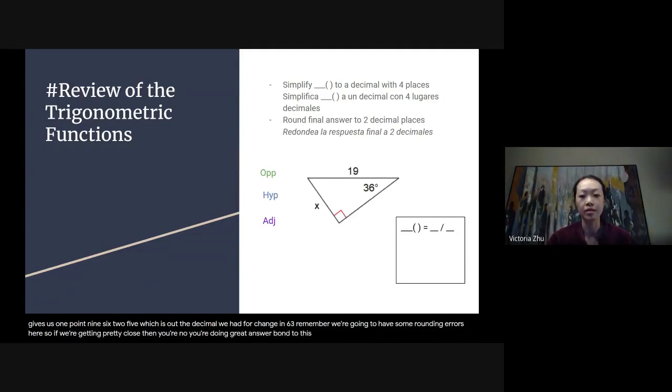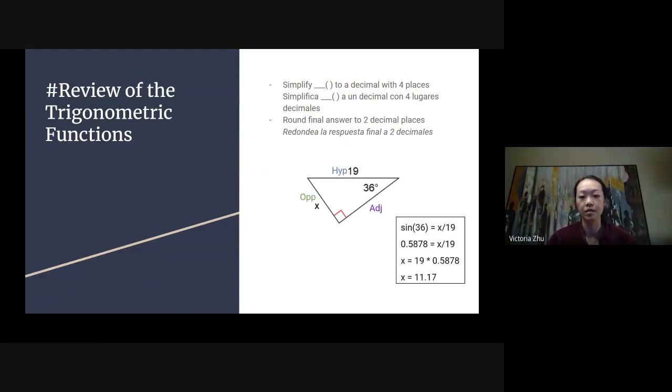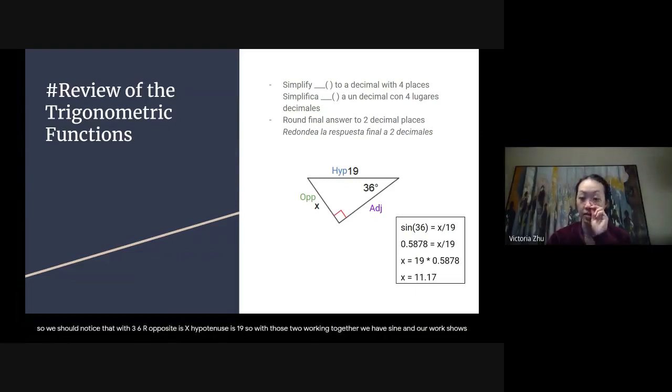Go on to this one. Go ahead and set up your equation and solve for the missing side x. Notice that our reference angle is 36. Go ahead and pause here. So we should notice that with 36, our opposite is x. Hypotenuse is 19. So with those two working together, we have sine. And our work shows us here.